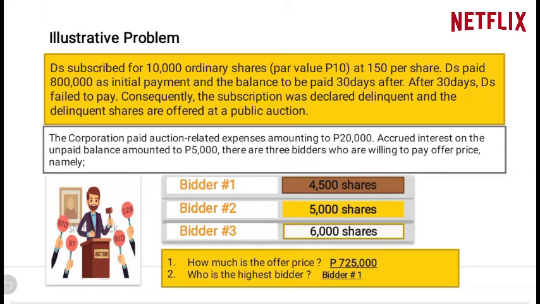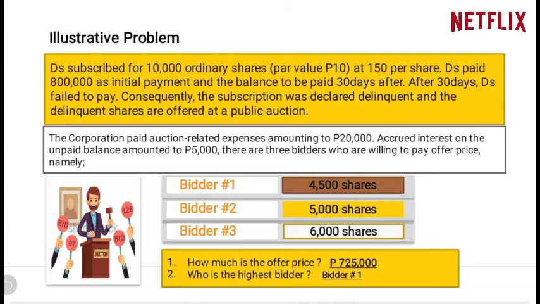So, yung subscription niya, declared na siya as delinquent and i-offer na siya sa public auction. It is said that the corporation paid auction-related expenses amounting to 20,000 pesos and nagkaroon ng interest na 5,000. So, merong 3 bidders na willing to pay yung offer price. So, si bidder 1, 4,500 shares, bidder number 2, 5,000 shares, and bidder number 3, 6,000 shares. So, the question is, how much is the offer price? And who is the highest bidder?